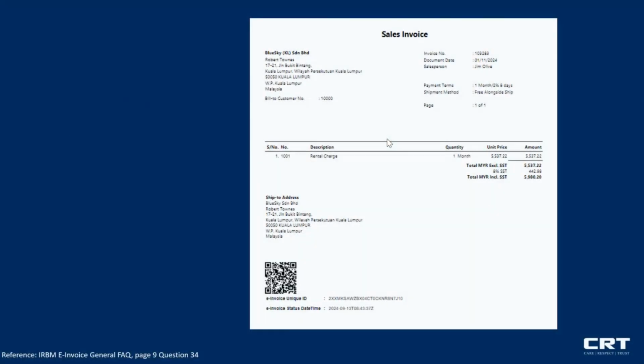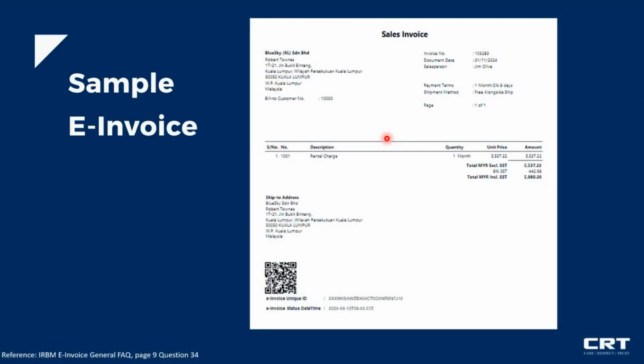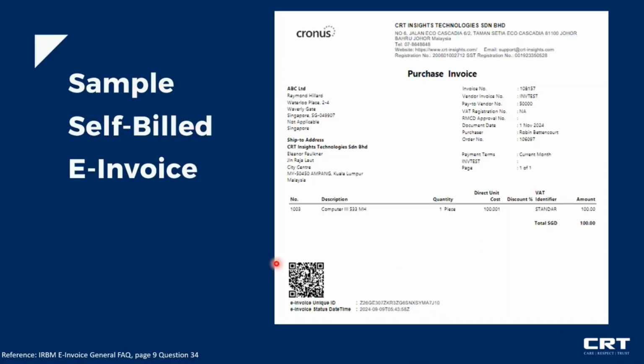Alright, so this will be the sample document that we have. We have the QR code on the document, which is the minimum requirement from the government, and it can be found in the FAQ section. If you would like to have this QR code in your own report layout, yes, we can make it also. We will talk about that later. Similarly, the purchase self-bill will require the QR code as well.